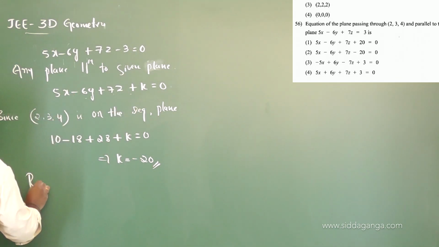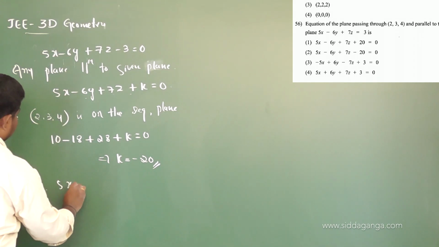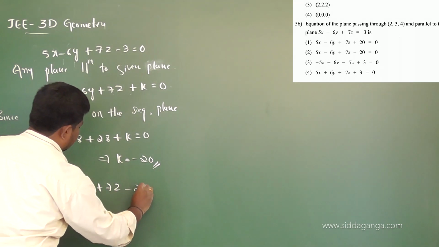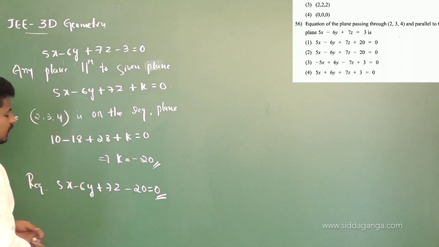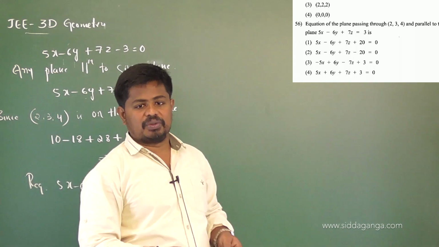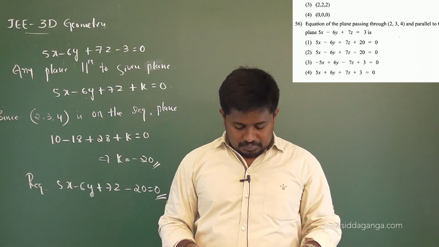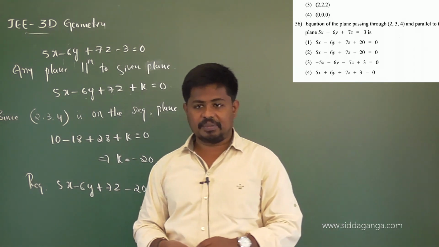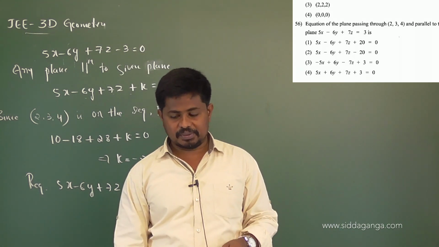So the required plane becomes what? 5x minus 6y plus 7z minus 20 equal to 0. So this is your required plane parallel to the given plane passing through the point 2, 3, 4. Yes, option 2 is the correct one: 5x minus 6y plus 7z minus 20 equal to 0.